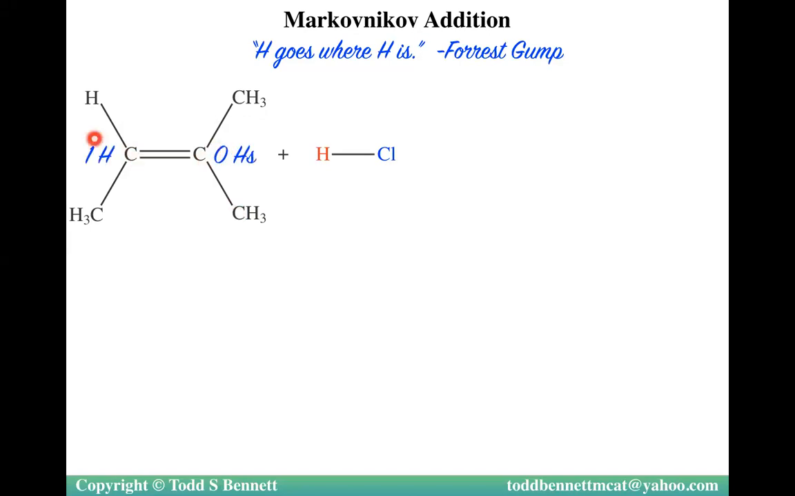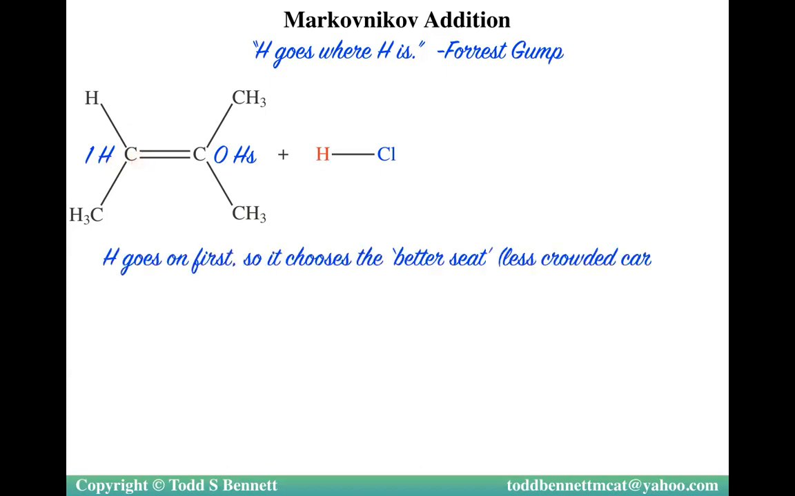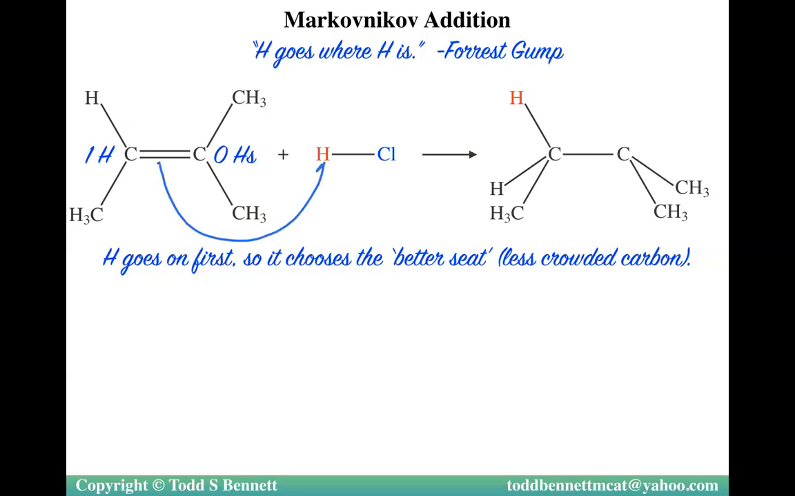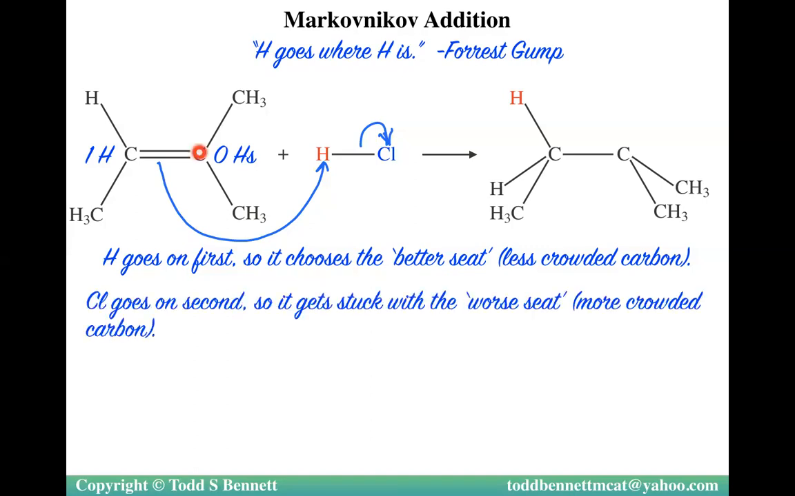0 is less, 1 is more. So H goes where H is. There's more H's on this carbon than this carbon, so the H is going to end up on that carbon right there. So H goes on first, so it chooses the quote-unquote better seat, as we mentioned earlier. These electrons will come out and pick up that H, kicking that pair of electrons over to chloride. So H chooses the less crowded or better seat, and then chloride goes on second, so it gets stuck in the worst seat, the leftover seat, the one right here. What I have is a carbocation.